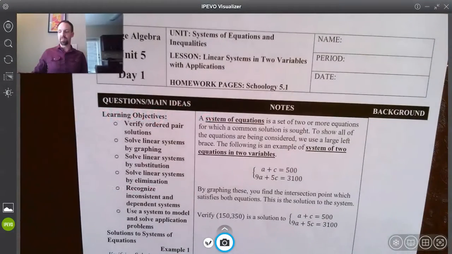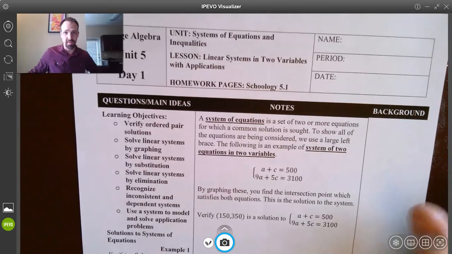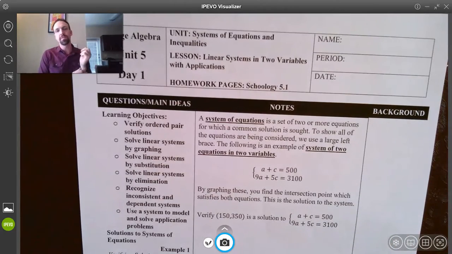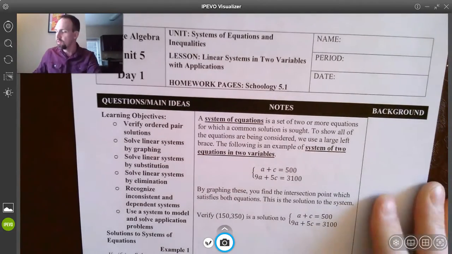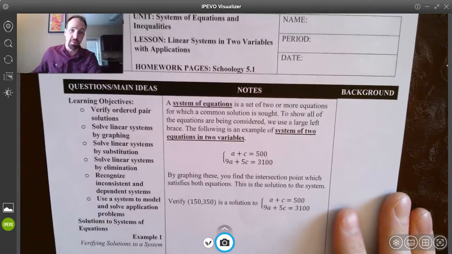Unit 5 is about systems of equations and also systems of inequalities. We're going to start with a review. This is the linear system in two variables, and then we're also going to do some word problems.